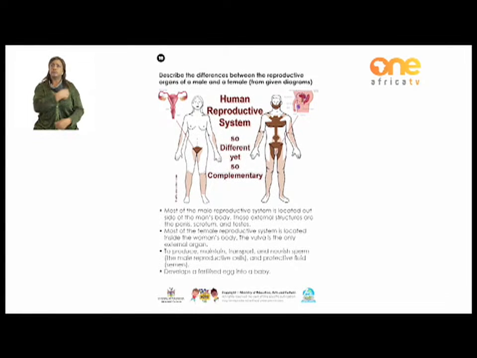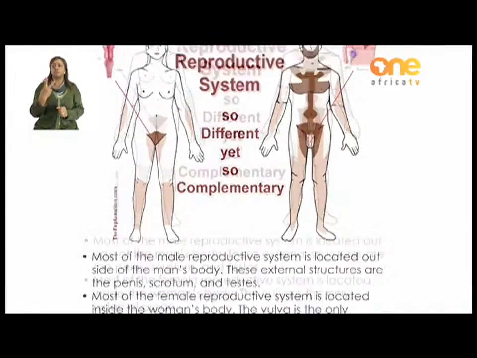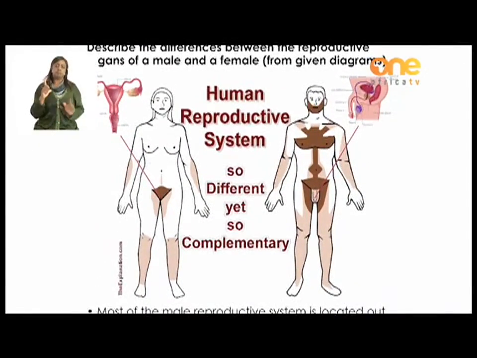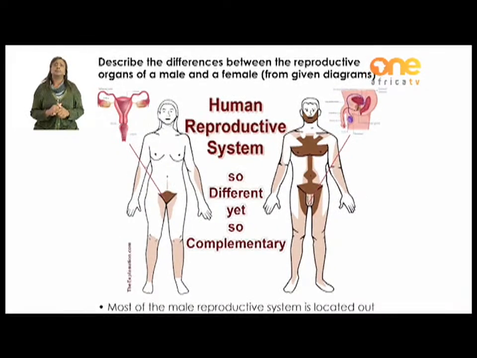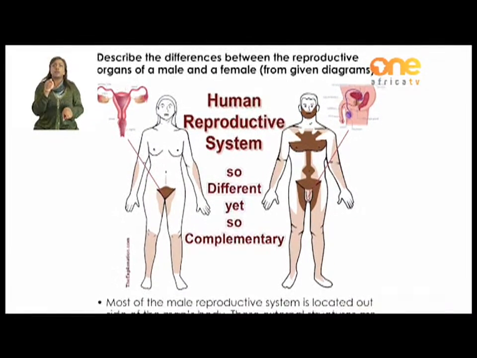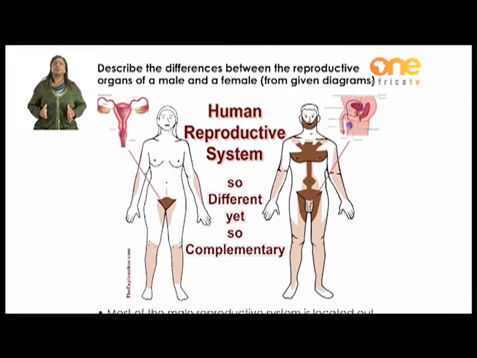You should be able to describe the differences between the reproductive organs of a male and a female from given diagrams. So here on page 18, we have two diagrams, one on the left and one on the right, of a male and female. The human reproductive system is so similar, and yet it is very different from each other, but there are a lot of complements to these bodies.